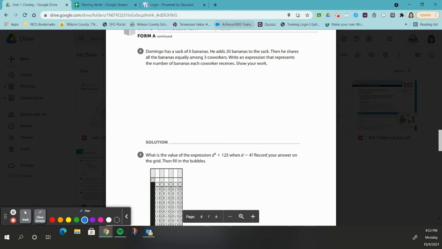So we have a sack of bananas, so that's represented with B. Adds 20 to the sack, so bananas plus 20. Then, when we see "then," we know that this other operation has to come first, so we put parentheses around it. So then he shares all the bananas equally among 3 coworkers.